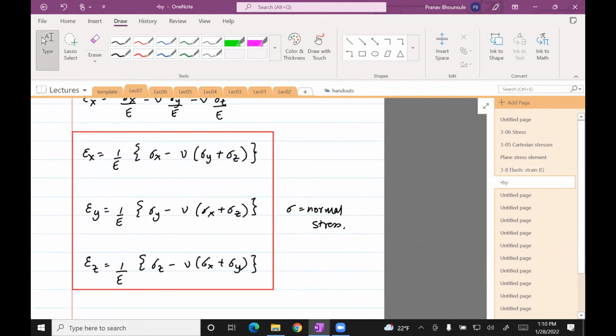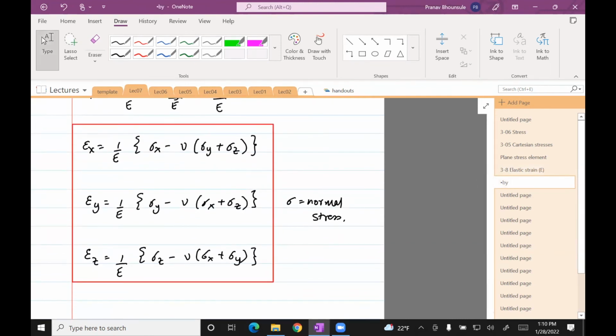So your homework problem, which will come in the next homework, as I said, will involve this. You need to find the strains due to stresses in all three dimensions. Oh, I think it was two dimensions.